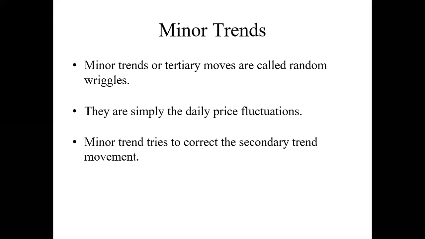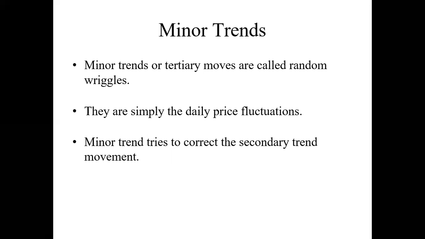Now moving to the next, the minor trends. So minor trends, or tertiary moves, are called random wriggles. They are simply the daily price fluctuations. A minor trend tries to correct the secondary trend movement. These types of trend always come in the market scenario. So we saw the rising, and we saw a flat also, and there is a falling trend also that we call.